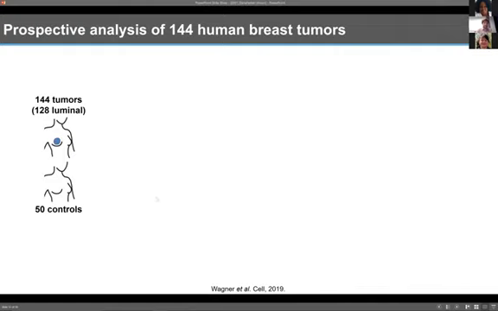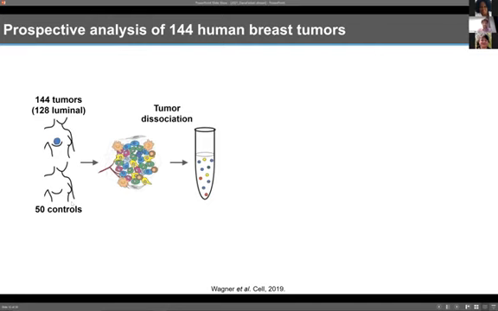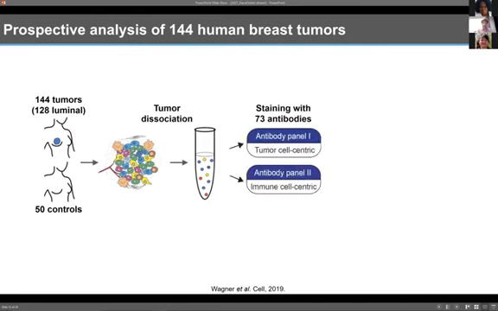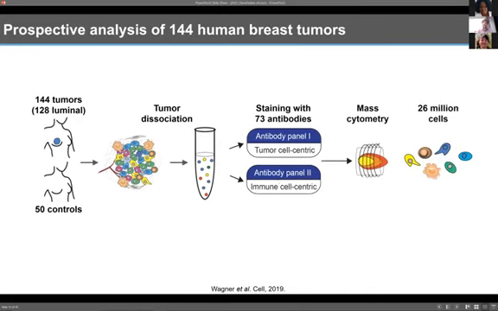We highlighted this in our first in-depth analysis of the breast cancer ecosystem, where we analyzed 144 tumors, of which 128 were luminal, and 50 control samples after dissociating the tumors into single cells. We then used 2 antibody panels, one focusing on tumor cells and the second one on the immune cells. In the end, we measured the profile of 26 million cells across this patient cohort.